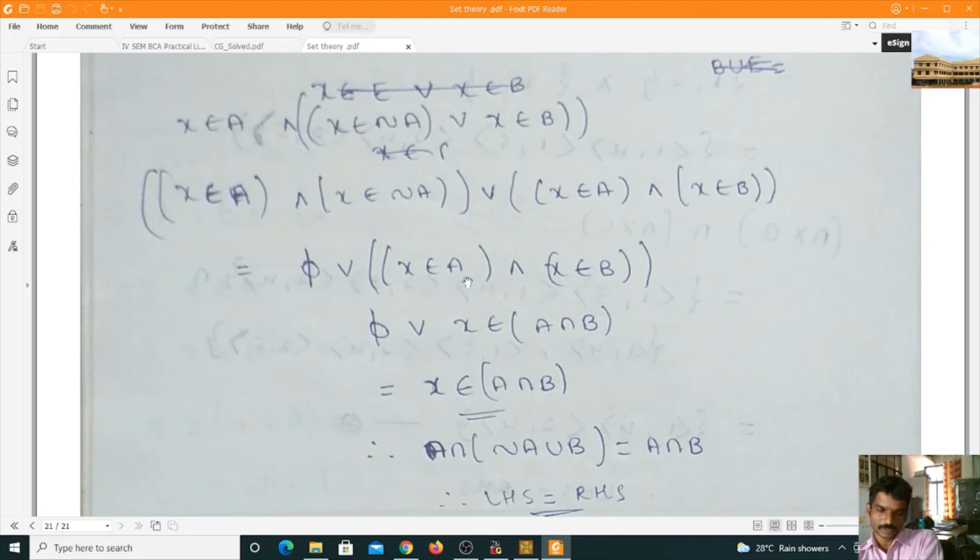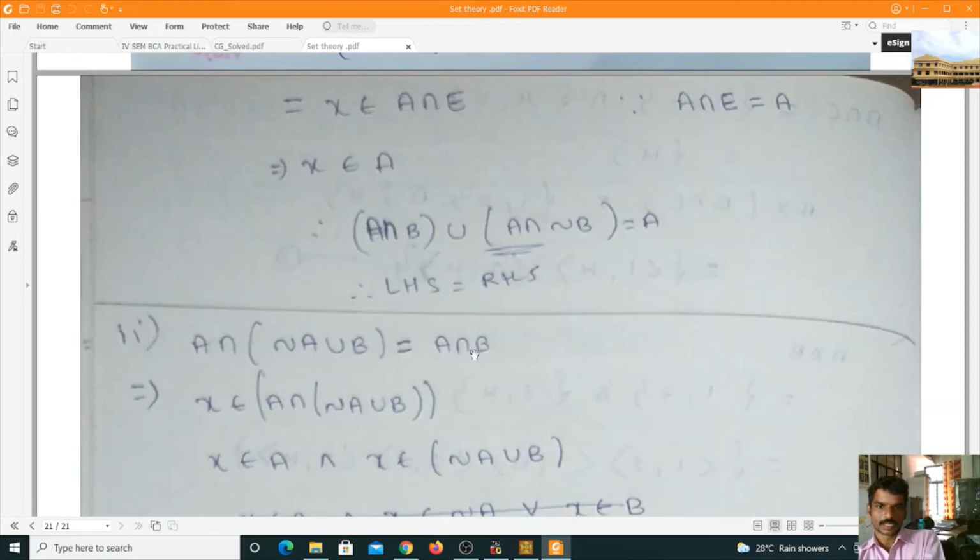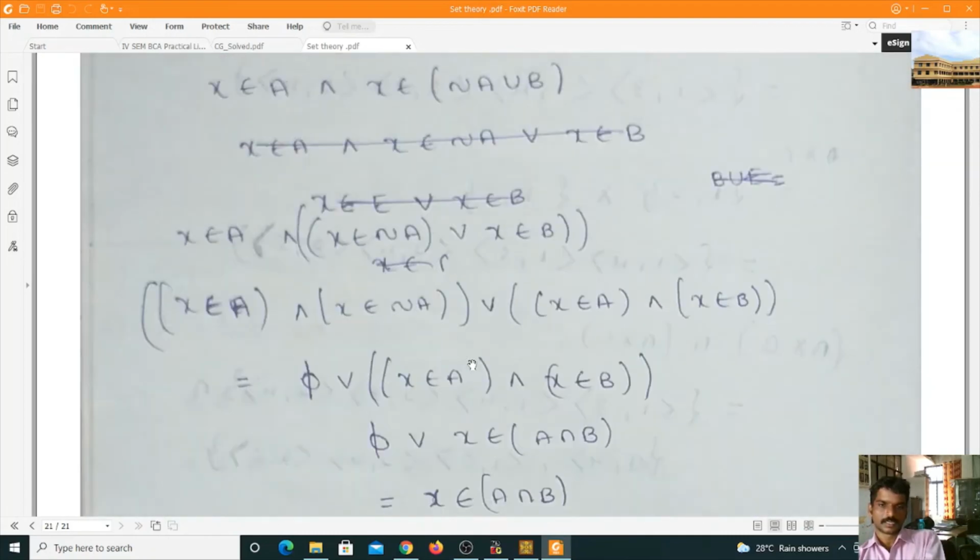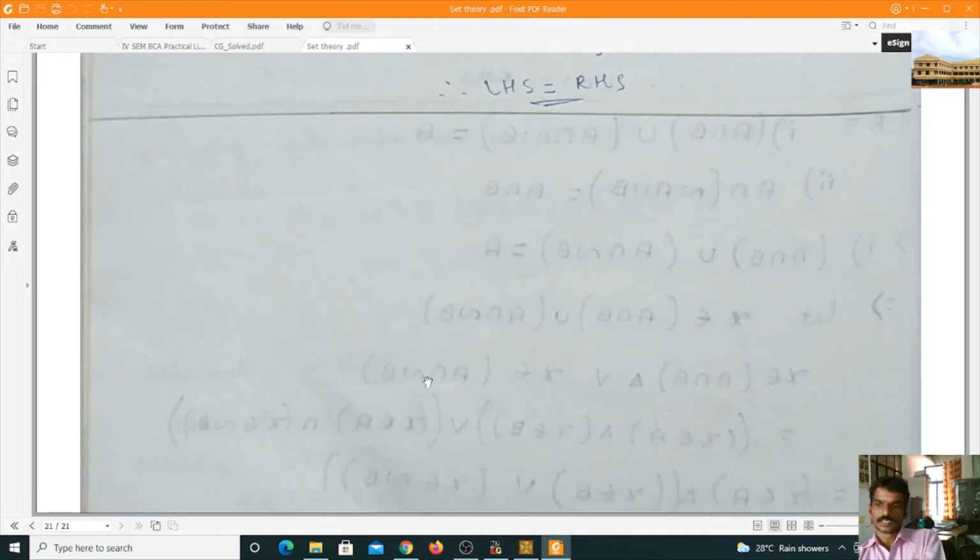X belongs to A and X belongs to B. So X belongs to A intersection B, which is equal to the RHS, A intersection B. So this is about the set theory.